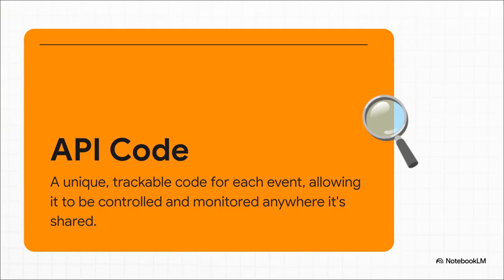So the server grabs that invite, and it's like a little deconstruction crew. It pulls apart all the data, the time, the date, the location, the description, everything. And then it does something brilliant. It generates a unique API code just for that one event. And this code? Well, this code is the key that unlocks absolutely everything else.